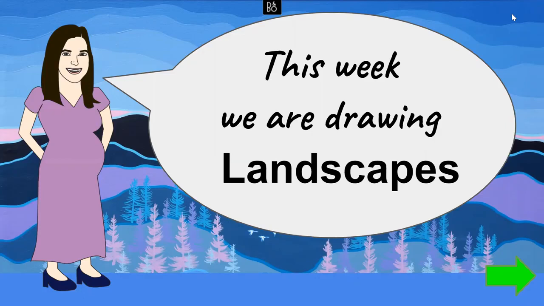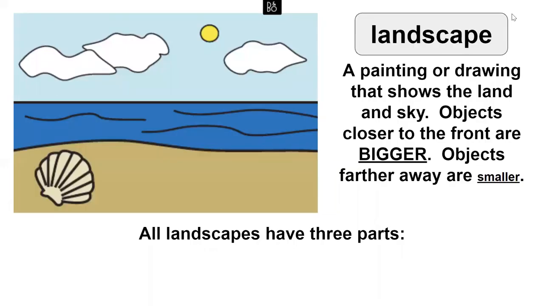This week we are drawing landscapes. So, what is a landscape? A landscape is a painting or a drawing that shows the land and the sky. Sometimes you will also see water in a landscape. Objects closer to the front are always bigger, and objects farther away are smaller.